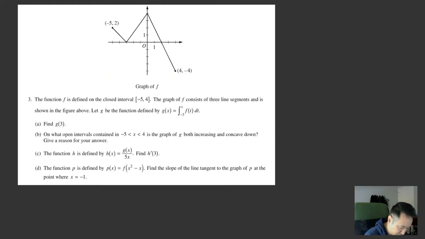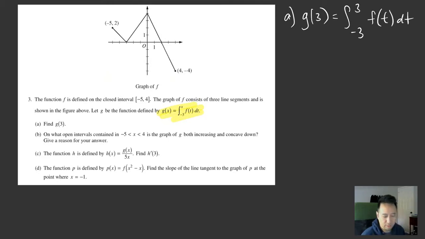I hope you guys have already read the problem, and this is probably the most important key part right here. G of x equals this definite integral, -3 to x of f of t. So diving into letter A, they want us to find g of 3. Now, g of 3 would simply be the integration from -3 to 3 of f of t dt. Right? I'm just replacing that x with a 3.